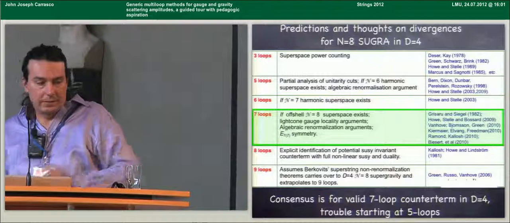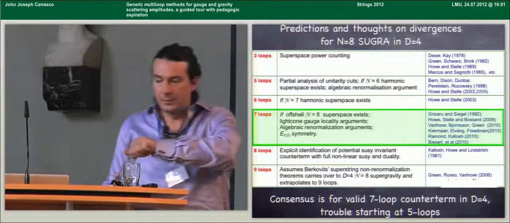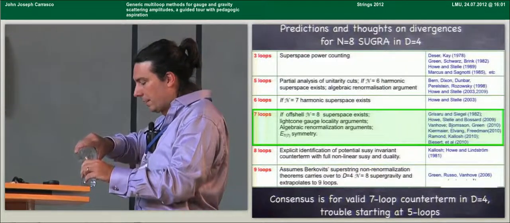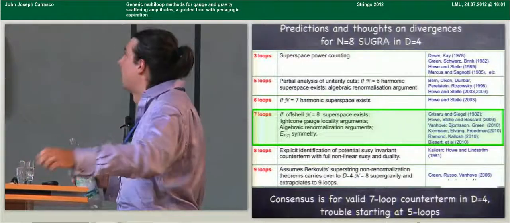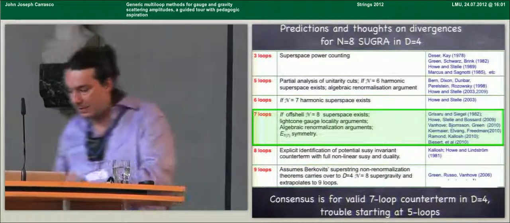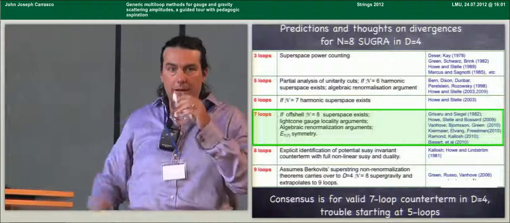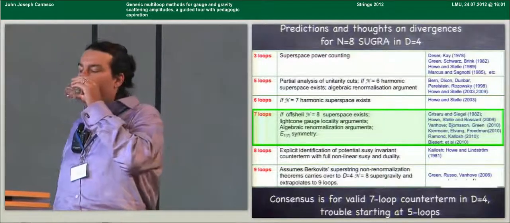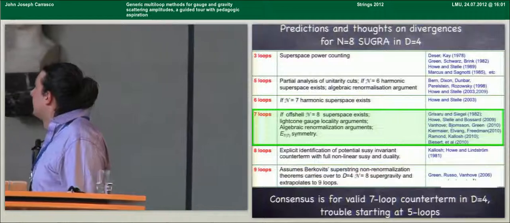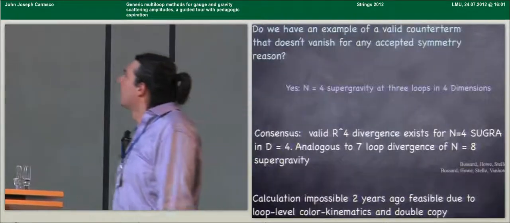So I'm going to close with some remarks on surprises in the UV. These are predictions and thoughts on divergences for N=8 supergravity in D=4, sort of through the ages. But you'll see there's one loop order that everybody's converged on, or maybe not everybody, but there's definitely a consensus in the community that there exists a valid 7-loop counterterm, and what that's going to mean is trouble starting at 5 loops. And this is where the excitement is.